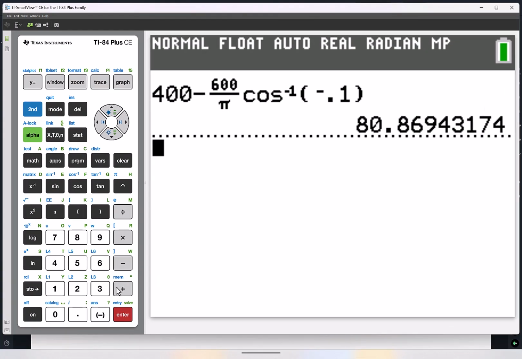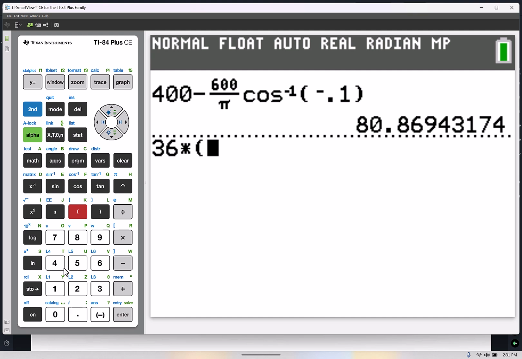So I'm going to go 36 times, no yawning. That's a demerit. 11 over 30.